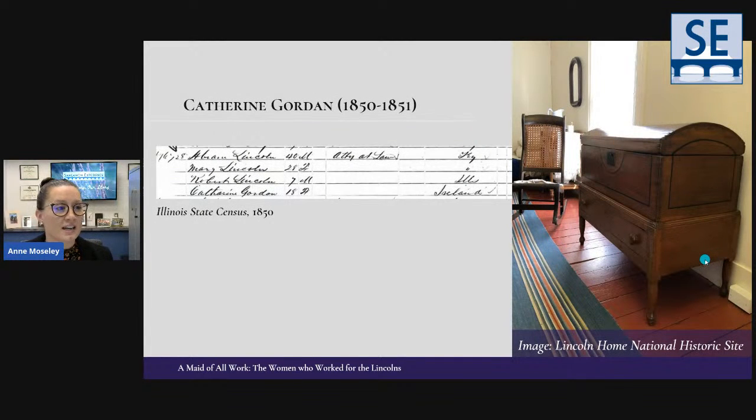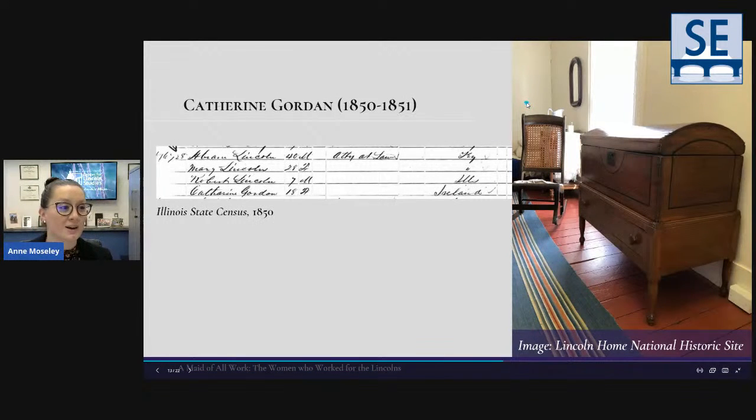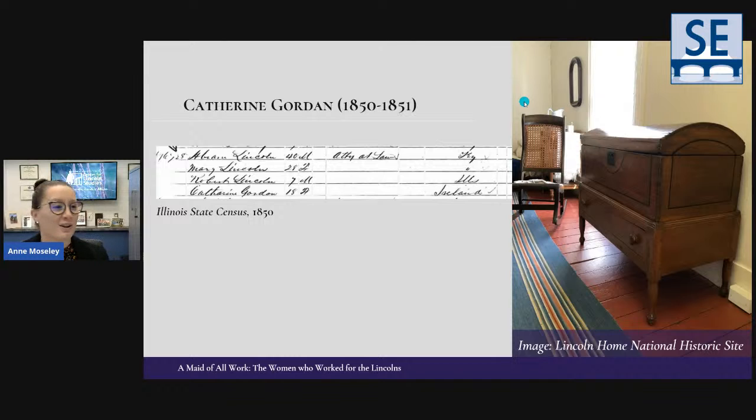Also, if you look in the census records, you will find Catherine Gordon's name listed in the Lincoln household. You can see how old she was. She was 18, and where she was born. So ancestral records, such as the census records that you can find on Ancestry, you're able to find out quite a bit. And this is the room that the maids would have slept in at the Lincoln home. So you get a feel of what an Irish domestic was able to put in her room when she was working at the home.